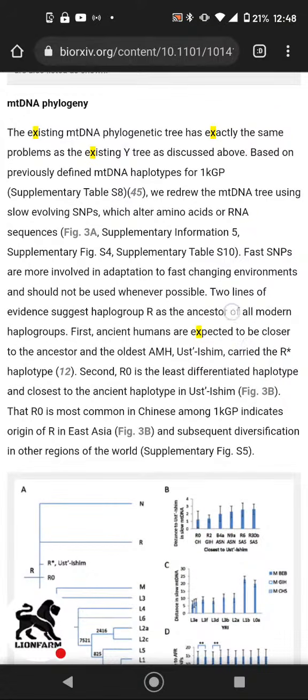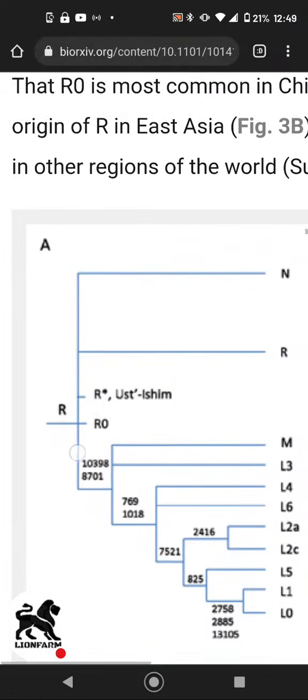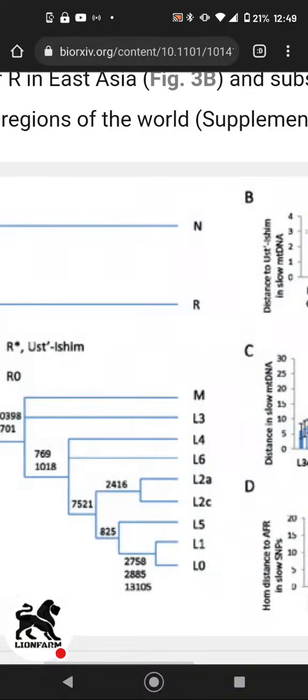So remember how I talked about that? Two lines of evidence suggest haplogroup R, right? mtDNA R is the ancestor of all modern haplogroups. So what is it saying? It's saying that the R found in Ust'-Ishim actually shows that it makes L3. That automatically, by Ust'-Ishim being up in Russia, Siberia, makes every single person out of Africa, right?